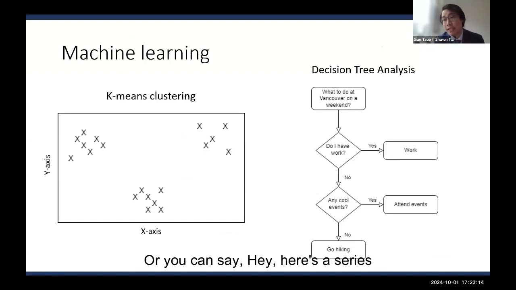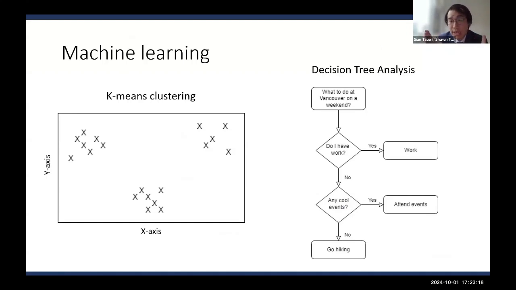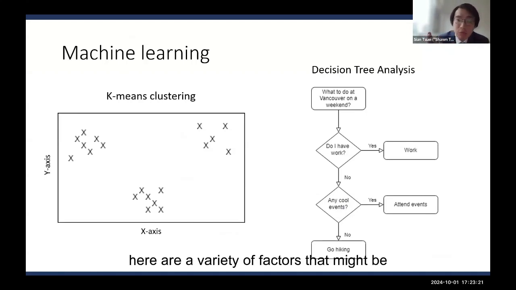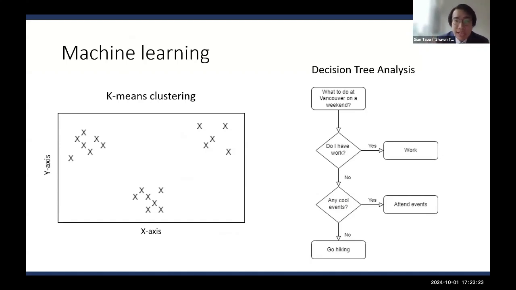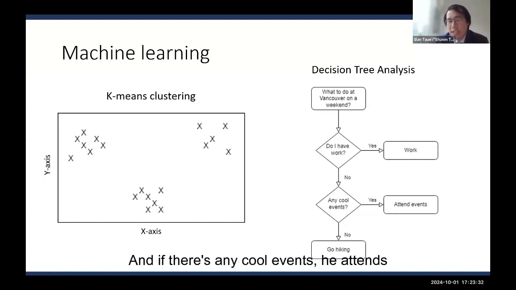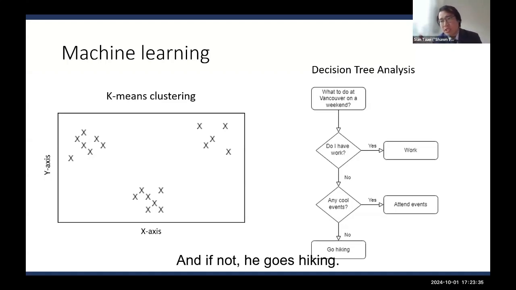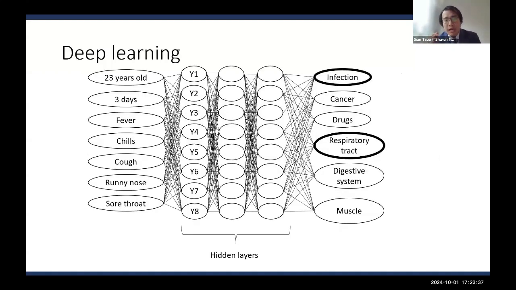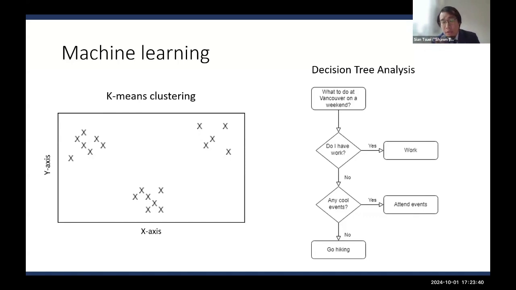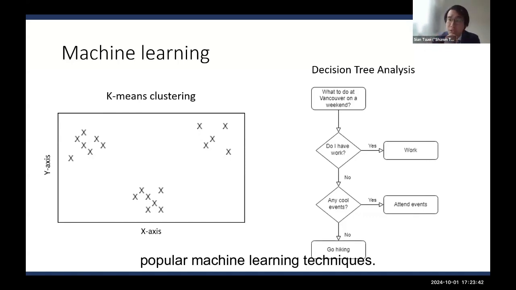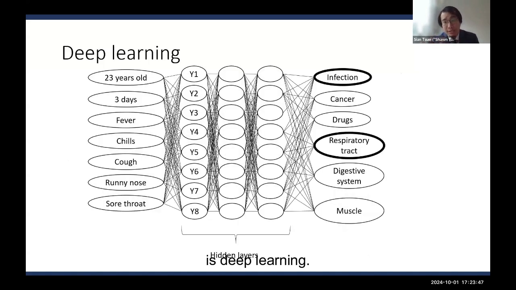Or you can say, here's a series of days that shows what Sean does, and here are a variety of factors that might be relevant for determining what he does. The computer will then say, when I look at the data, it seems like there are 2 major forks about what Sean's doing on a Vancouver weekend. Does he have work? If yes, he goes to work. If there are any cool events, he attends the events. And if not, he goes hiking. Those are popular machine learning techniques.